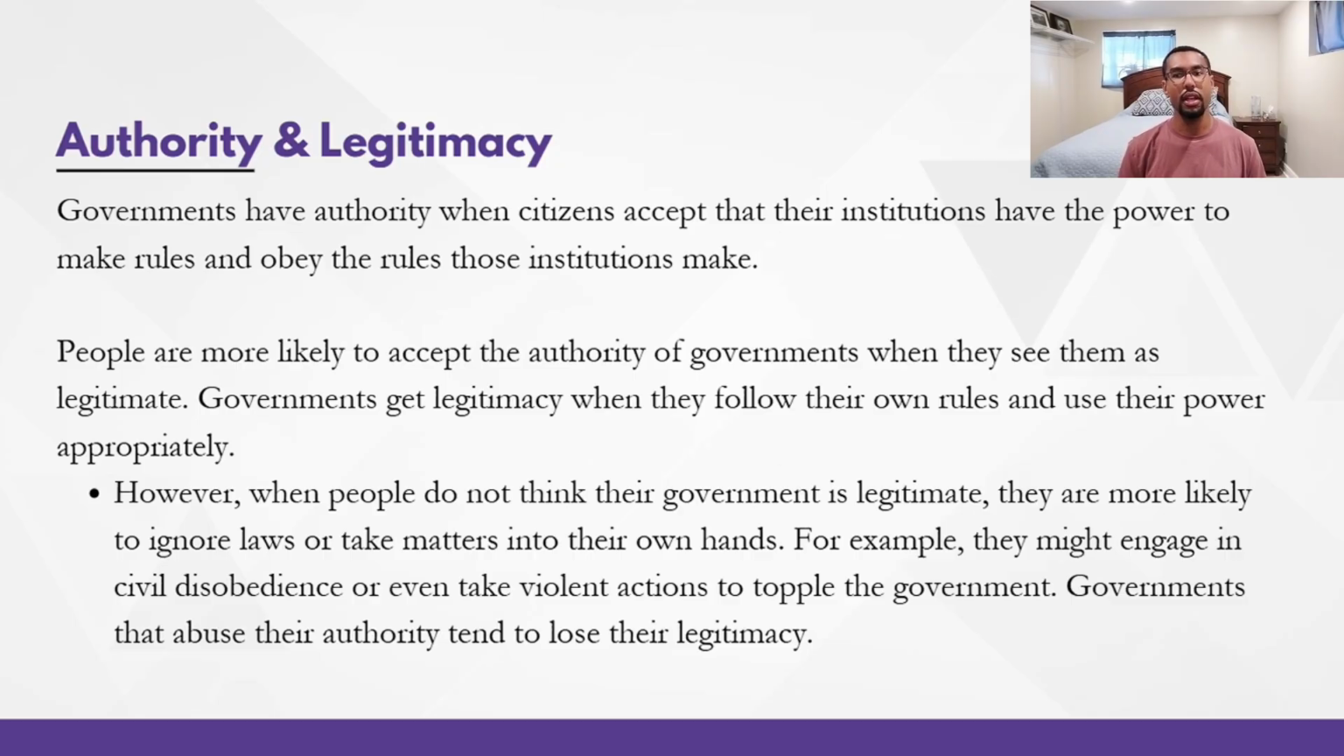Governments have authority when citizens accept that their institutions have the power to make rules and obey the rules those institutions make. Authority is what makes you pull over when you hear a siren behind you, or pay your taxes even if you would rather keep that money. This is because you know there will be consequences if you disobey the police or the Internal Revenue Service, or IRS. People are more likely to accept the authority of governments when they see them as legitimate.